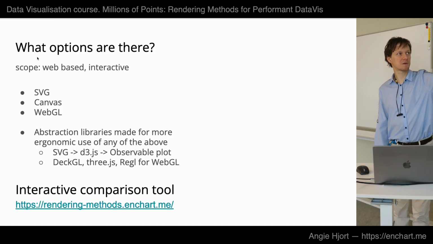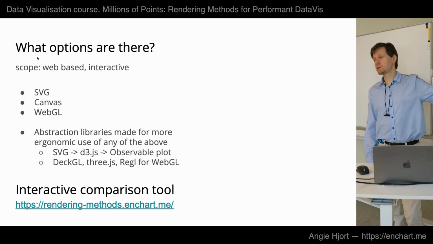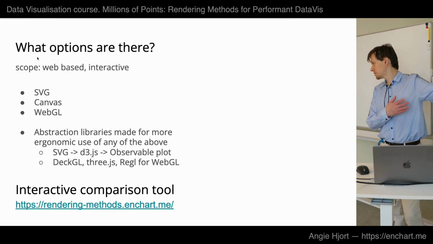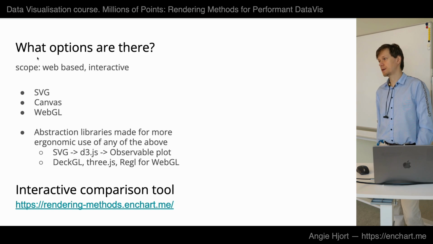What are the different ways to make web-based interactive graphics? It's just 3 of them. Yeah, it's not that many. You have SVG, which we just saw and explored, and we've seen how slow it is and why it is slow. We have Canvas, and we have WebGL. That's it. It's just 3 ways.